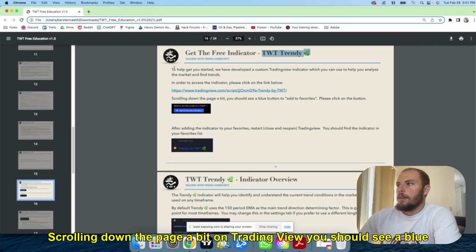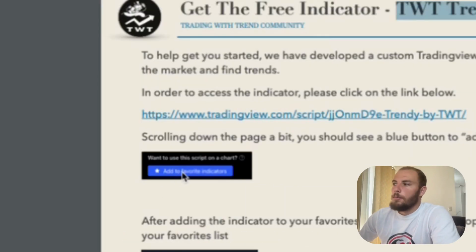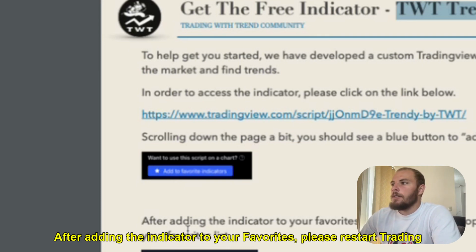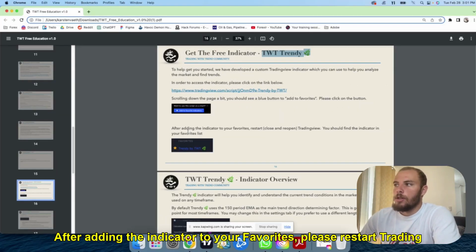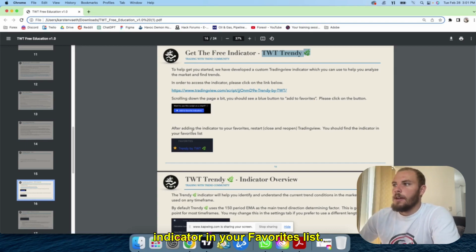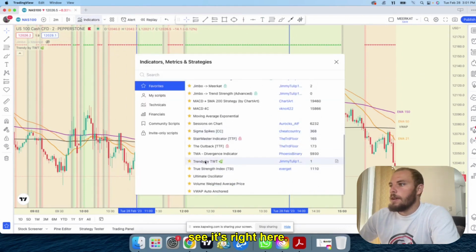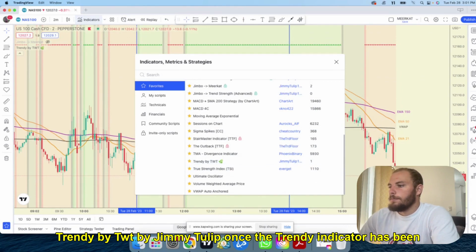Scrolling down the page a bit on TradingView, you should see a blue button called Add to Favorites right here. Please click on that button. After adding the indicator to your favorites, please restart TradingView, which means to close and reopen it, and you should find the indicator in your favorites list. So if you're on here and you go to indicators under favorites, you'll see it's right here, Trendy by TWT by Jimmy Tulip.